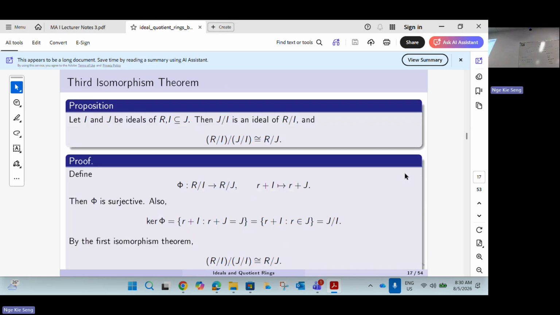And next is the third isomorphism theorem. Let I and J be ideals of R, and I contained in J. Then J quotient I is an ideal of R quotient I, and we have this third isomorphism theorem. We also saw this before for groups. Now it's for rings only.